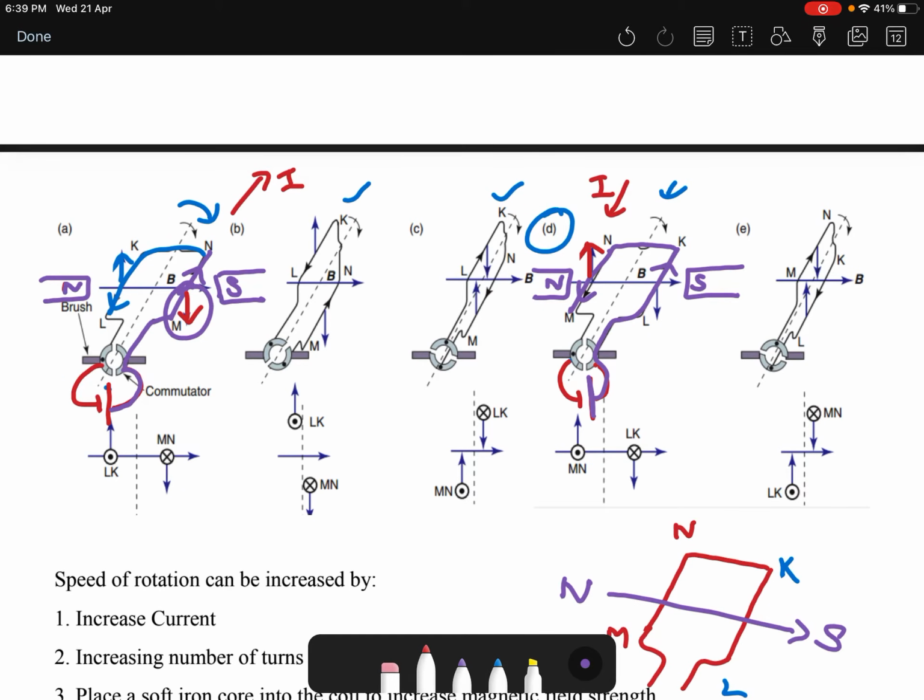Likewise for your LK. If you look at diagram A, the direction of the current is flowing from K to L. So this is for LK. But now in your LK, the current is flowing from L to K. So this is also the reversal of your current. For the force, same thing. Just now it is upward, now it is downward. The reversal of the current is caused by the split ring commutator, so that it will continue to rotate in the same direction.